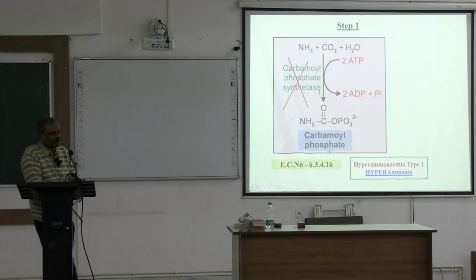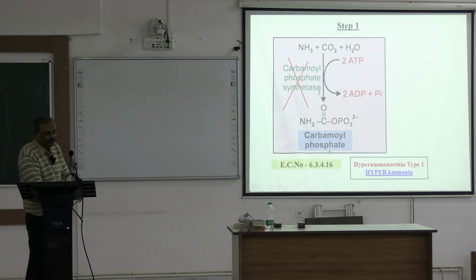If you are in doubt at all for any reaction, I have emphasized, look at the EC number. The EC number is ligase. So, what is it ligating? It is ligating carbon dioxide and ammonia, isn't it? So, this is this EC number, and if you block it, if the enzyme is deficient, then the ammonia will not be utilized to form carbamoyl phosphate. So, there will be hyperammonemia. Ammonia level will increase in the blood because it cannot proceed further.